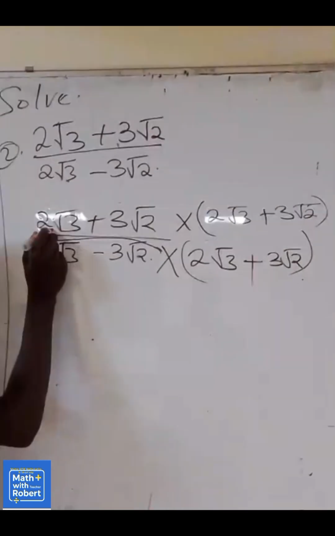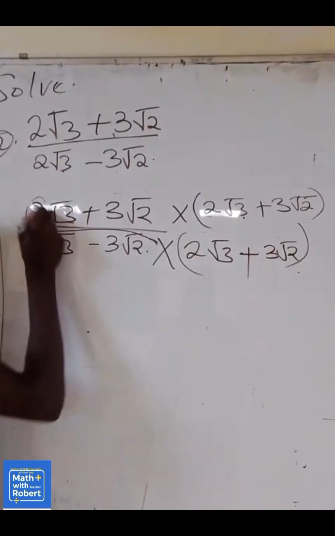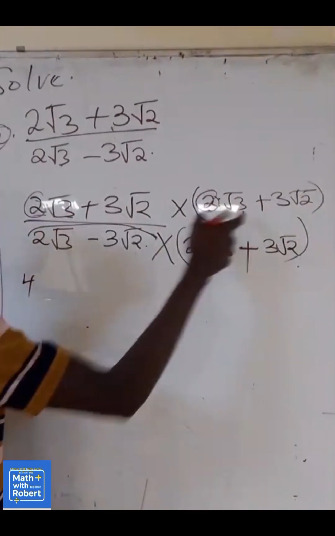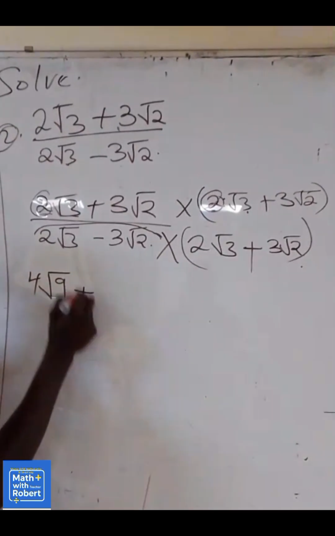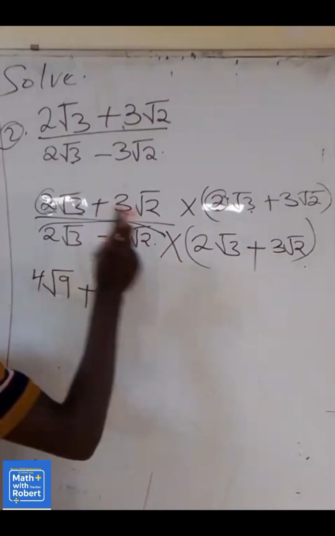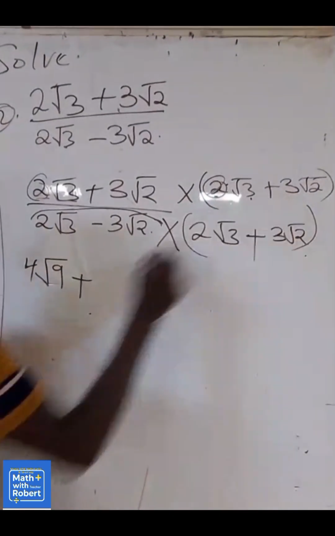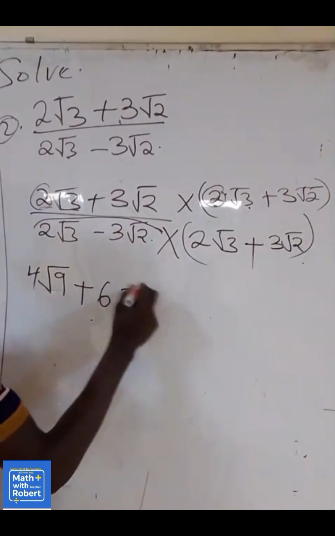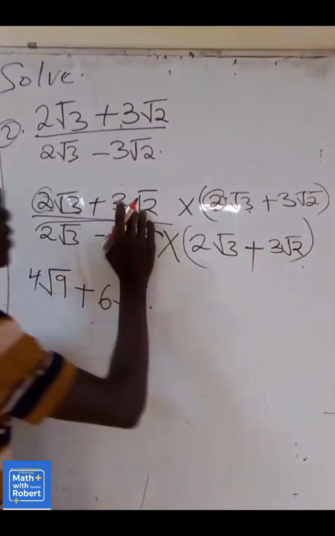So 2 surd 3 multiplied by 2 surd 3, that is 2 times 2, that is 4. Then 3 times 3, 9. So 4 surd 9 plus 2 surd 3 multiplied by 3 surd 2, that is 2 times 3, 6. Then 3 times 2, surd 6. They are together. Then we move this one.